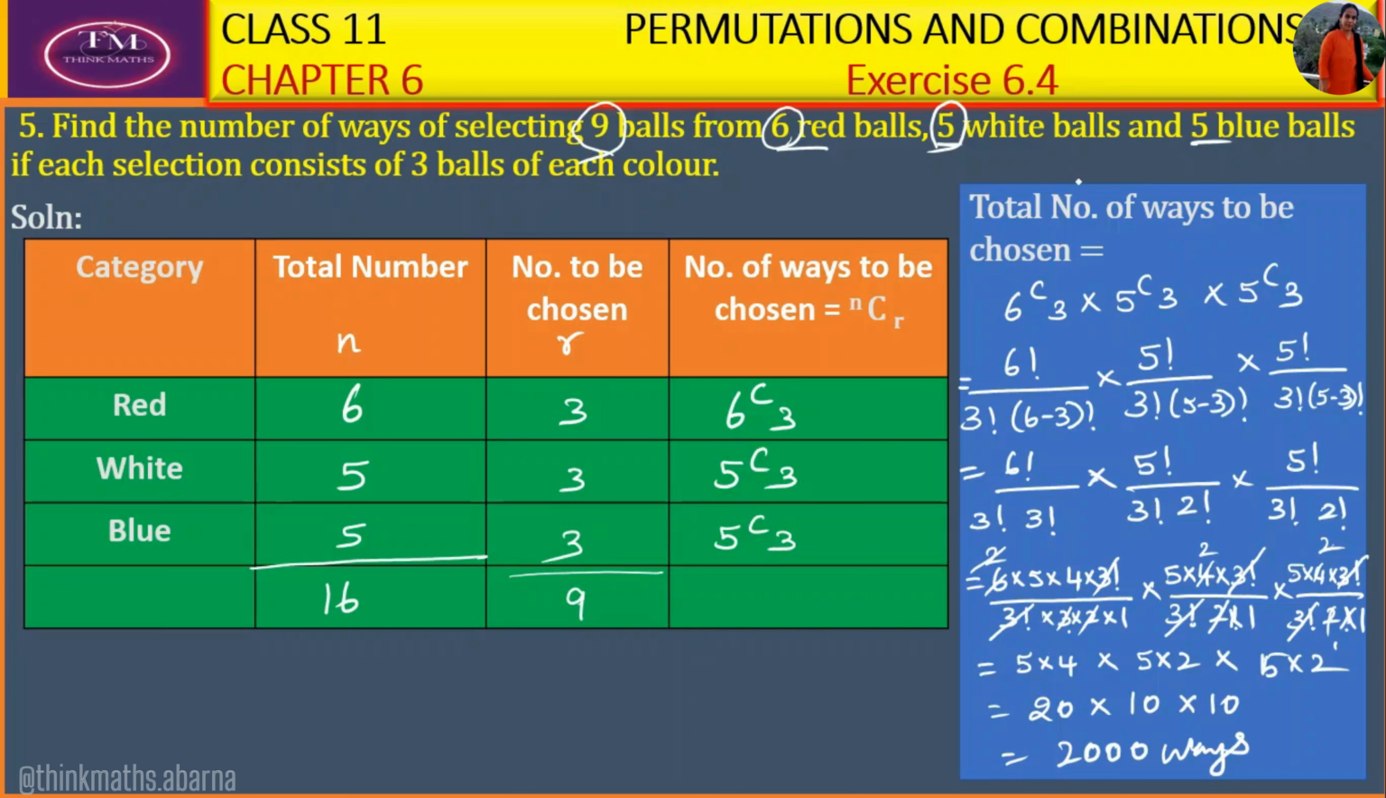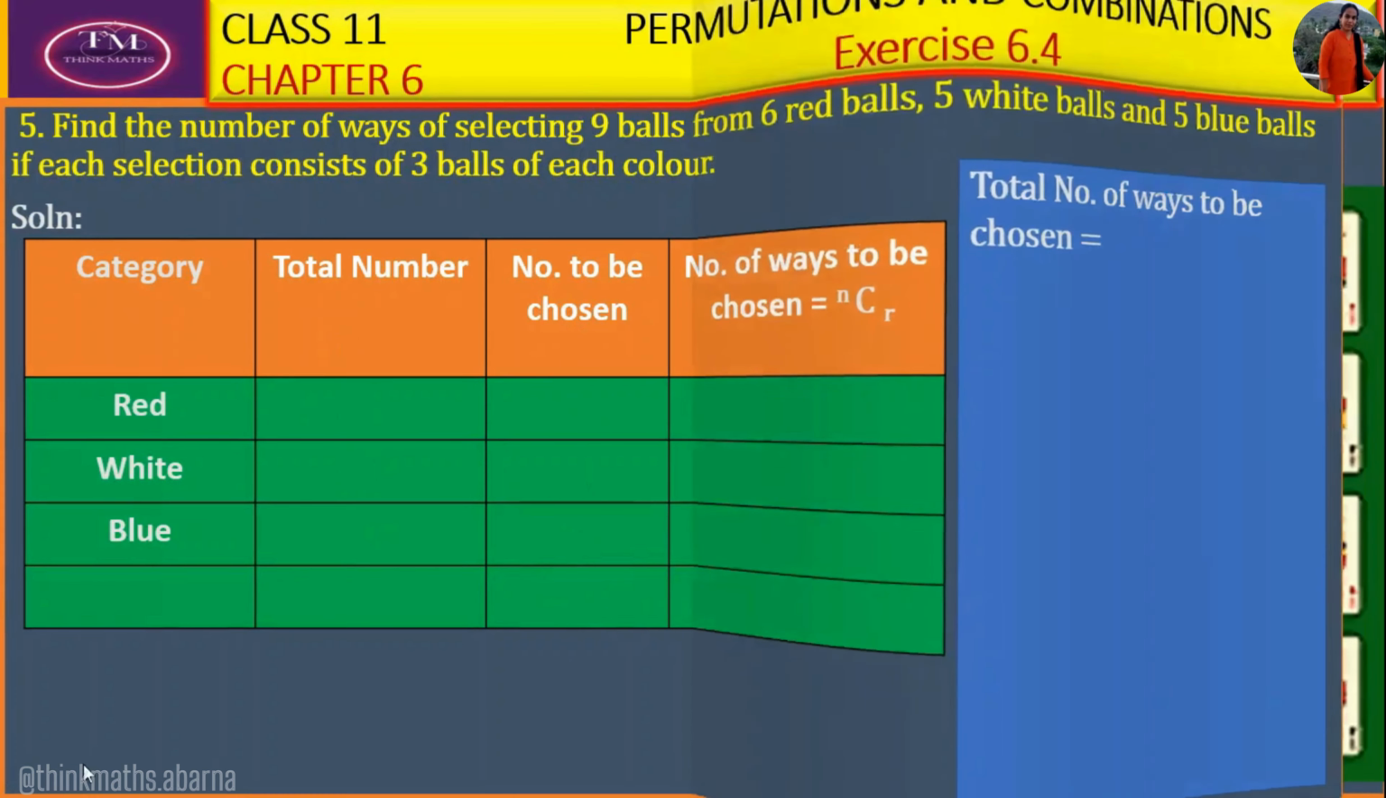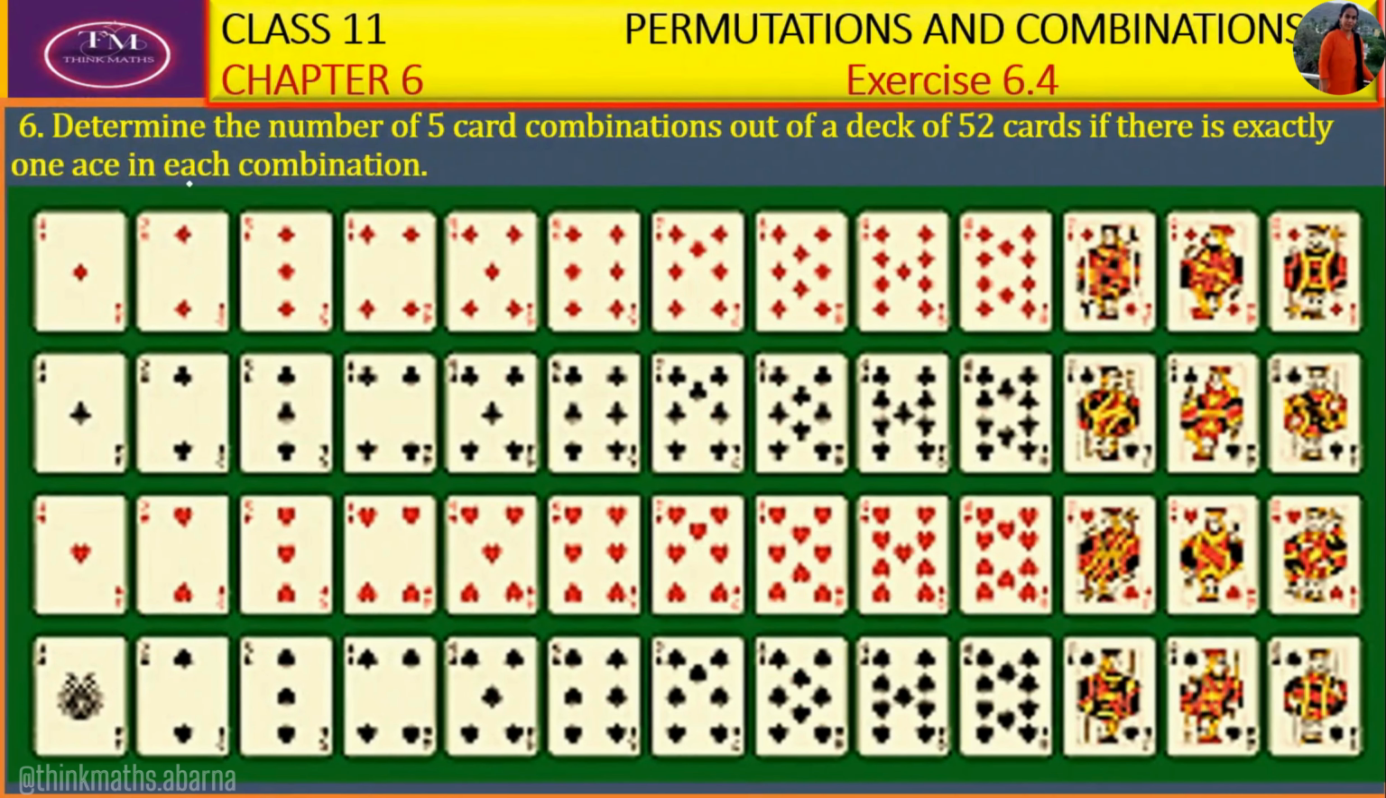Clear, children? So moving on to the sixth one. Here it is about cards. Determine the number of 5 card combinations out of a deck of 52 cards if there is exactly one ace in each combination. Okay, we have to form a combination of 5 cards. In these 5 cards, one card should be ace and 4 can be others.